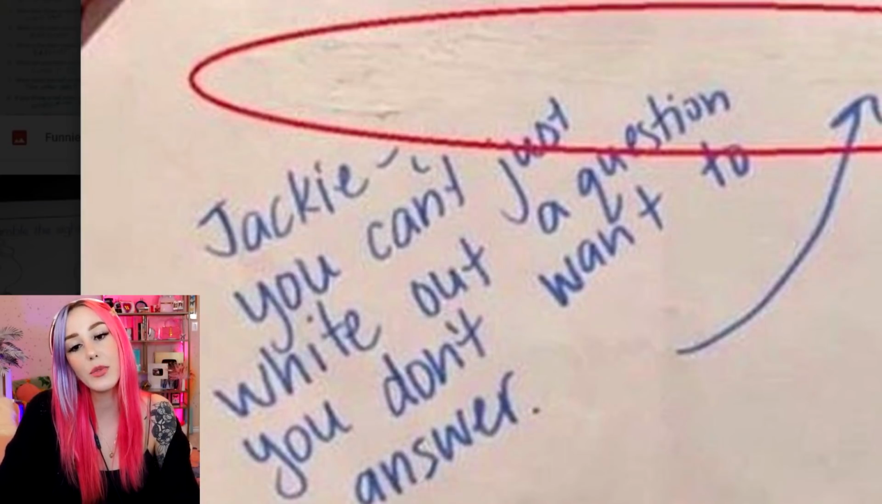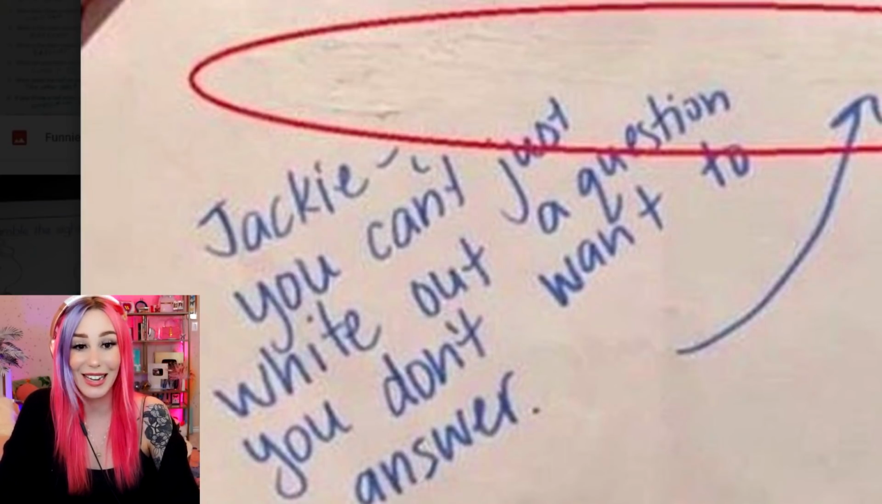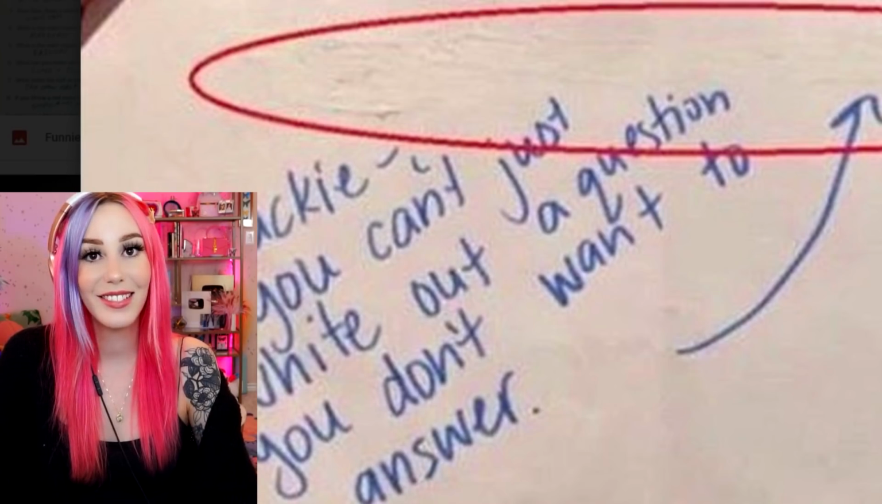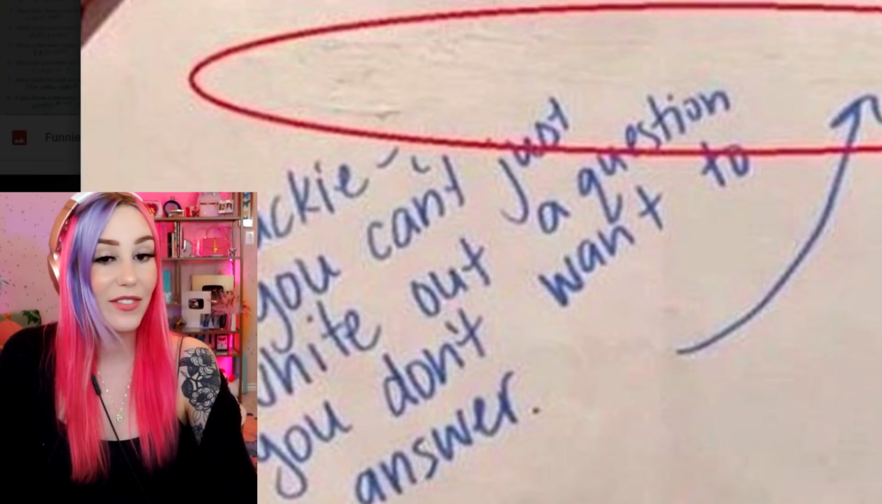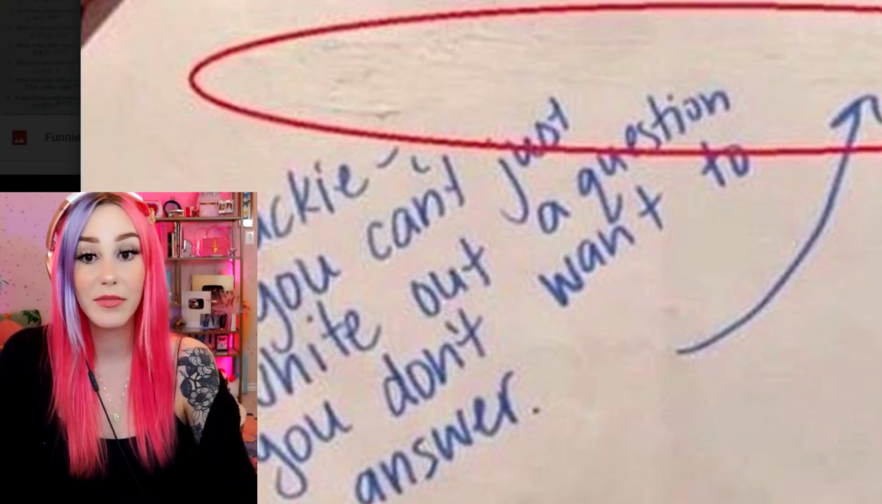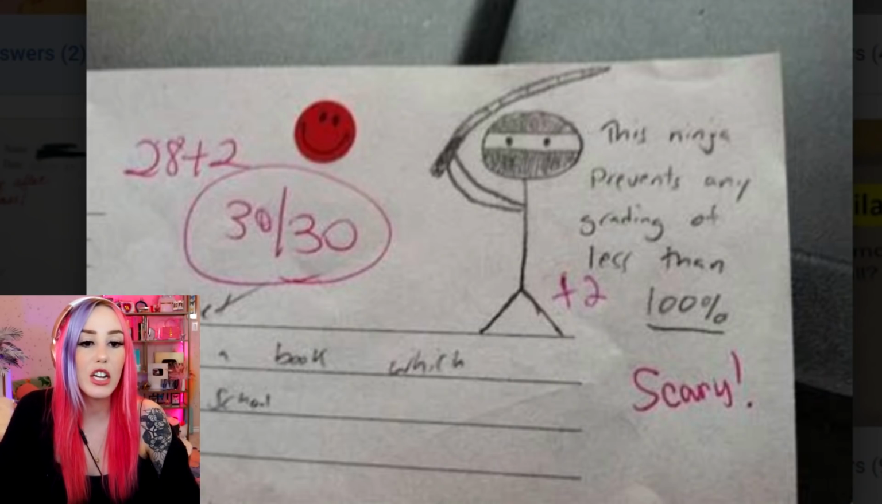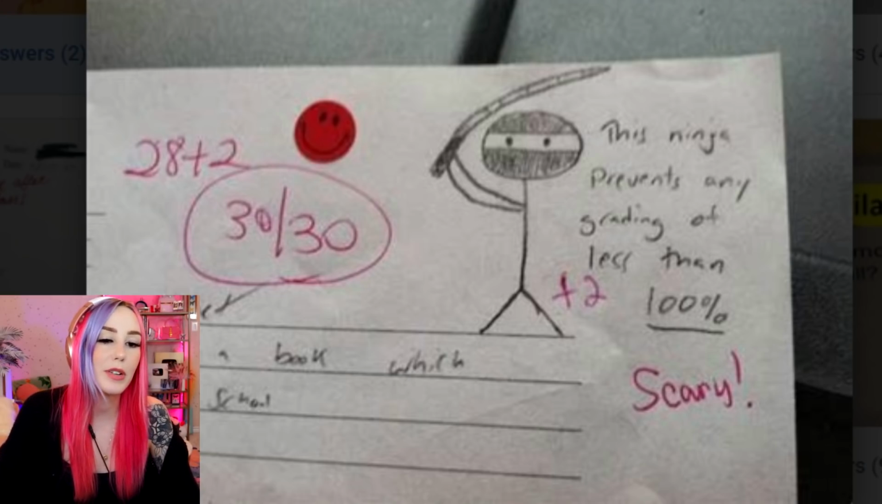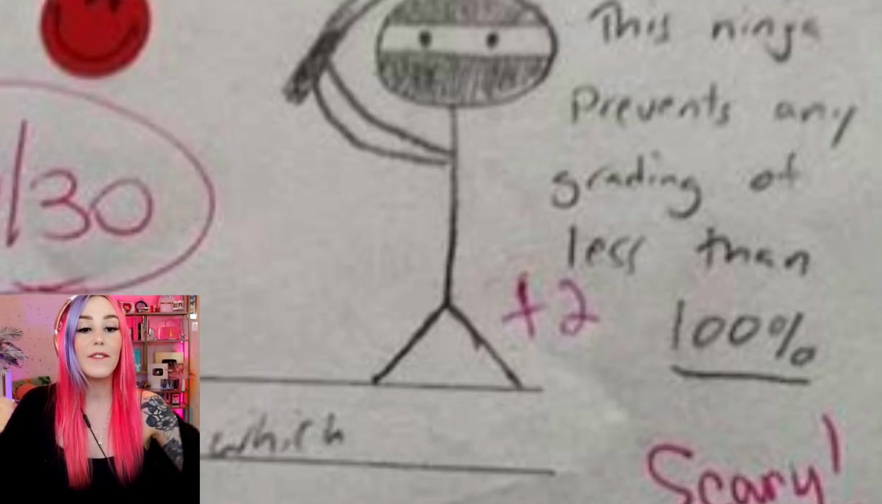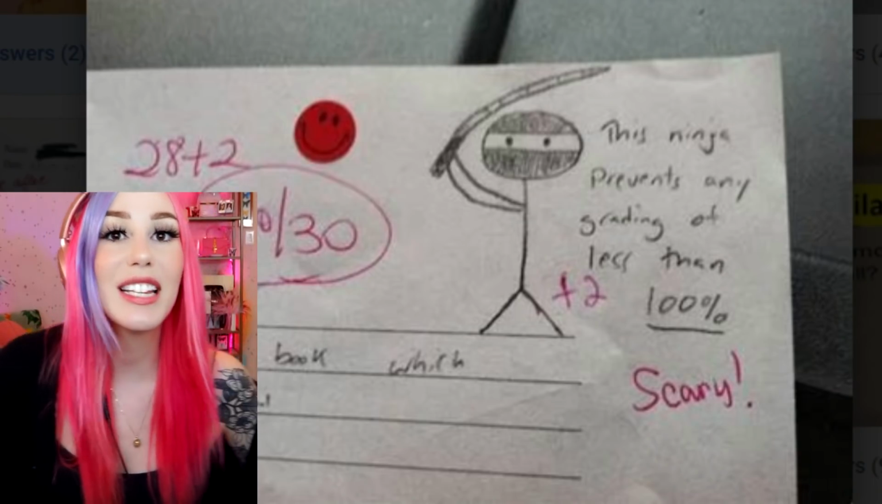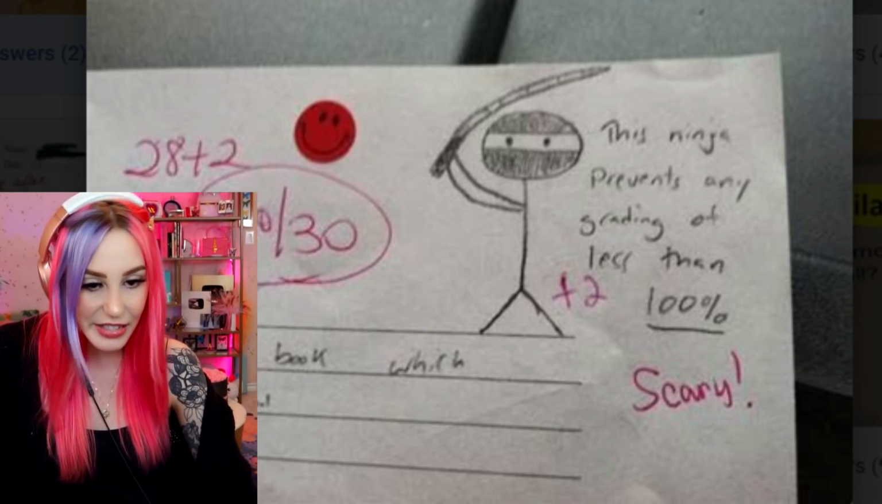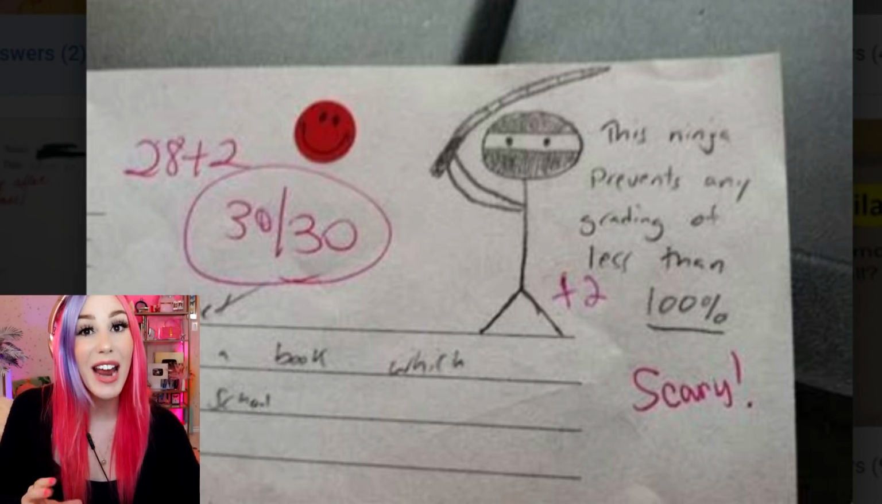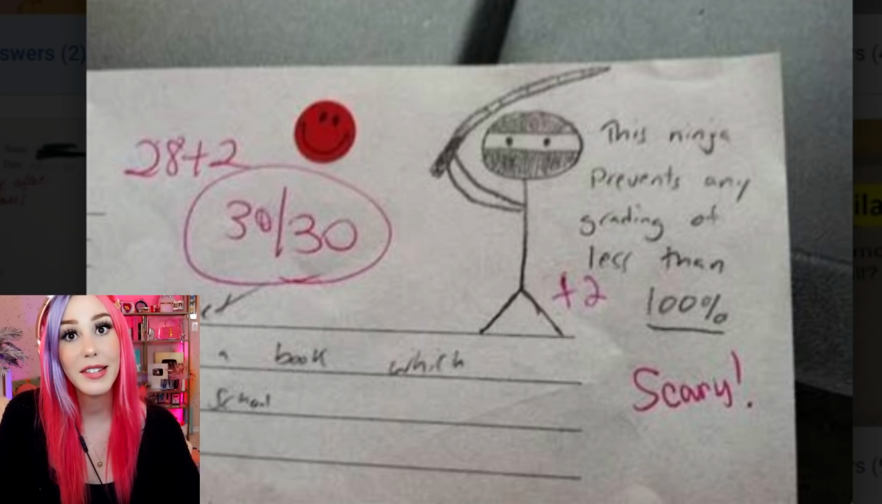Jackie, you can't just white out a question if you don't want to answer it. Why not? I don't see a question. I hate to say it, but I've never seen a question like that in my entire life. I don't know. Sorry. It wasn't there. This ninja prevents any grading on less than 100%. Plus 2 points. Scary. Finally, a teacher with some sense of humor and taste. And he got a 30 out of 30, a 100. What a little entrepreneur this kid is.